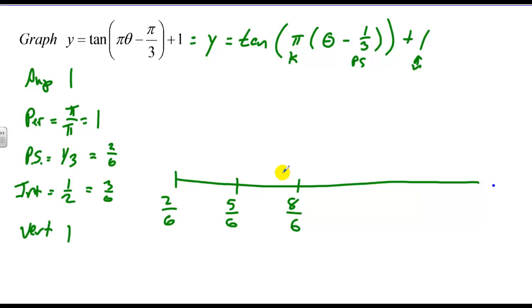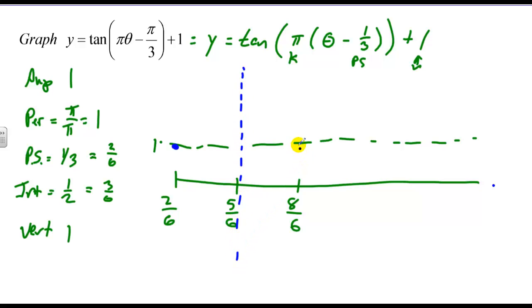We're graphing tangent from a midline of 1 in this case, because that's our vertical translation. So here's 1. I'm going to draw this dotted line across. And normally at the midline, my tangent value is 0 at my first interval, followed by undefined, and then 0 again. So if I was to graph a period of tangent, it would look very similar to this.